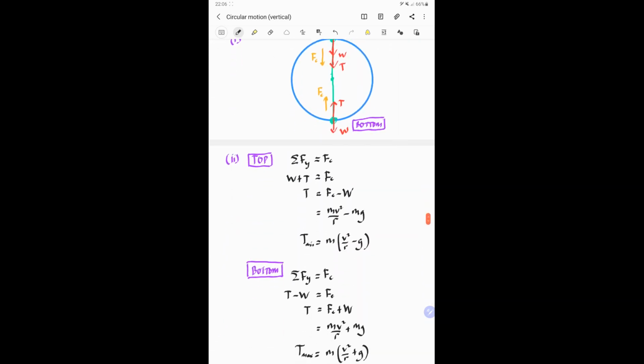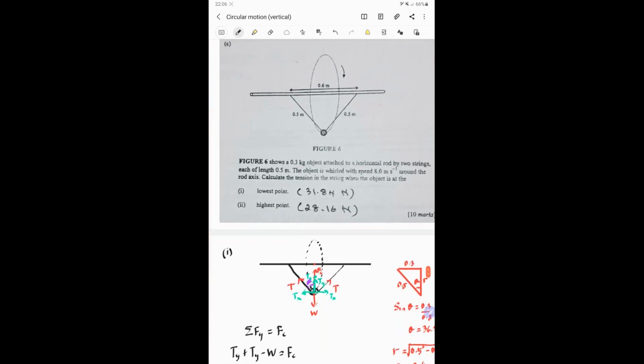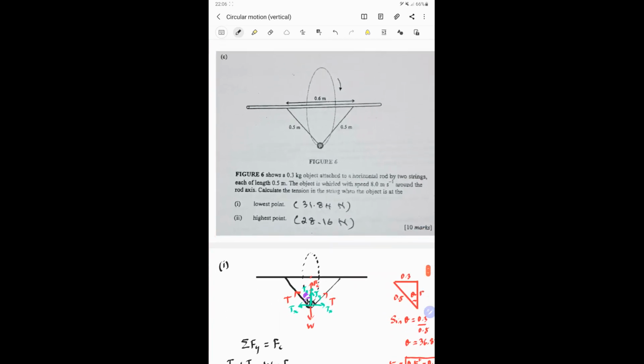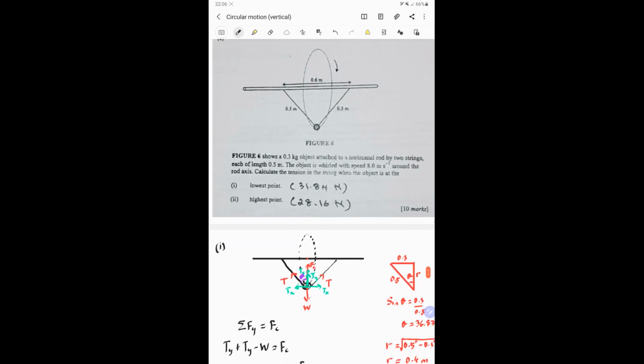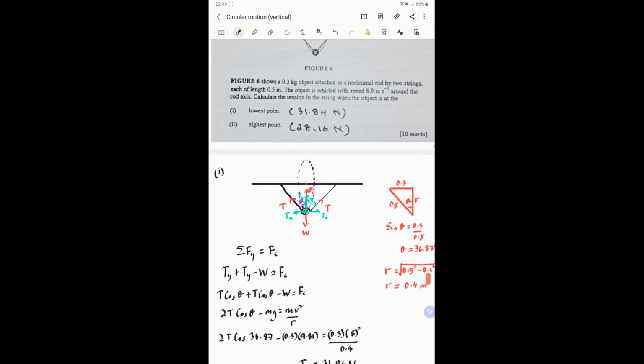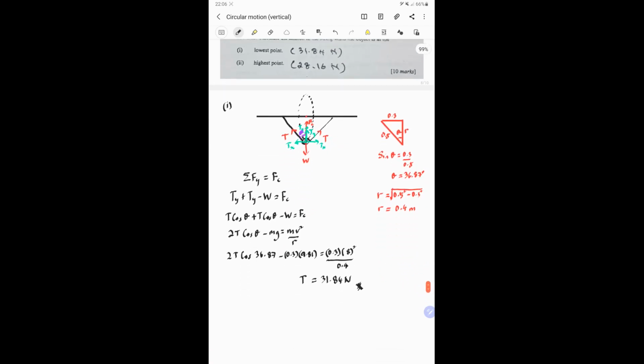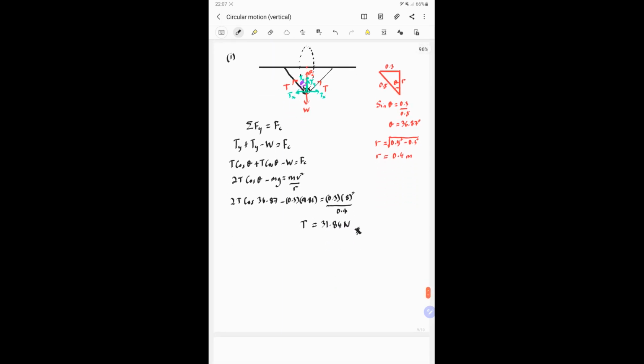Okay, alright. So we have completed C1. See, the mark given is 10 marks, so it's quite high for the marks given now. Okay, so let's continue with the second part at the highest point. The highest point should be smaller than the lowest point. See, the lowest point is 31.84 Newton.